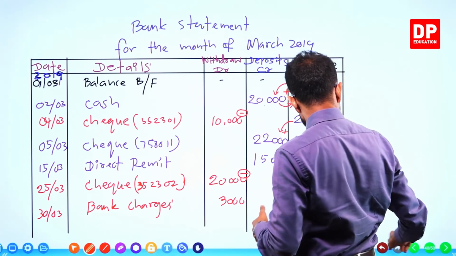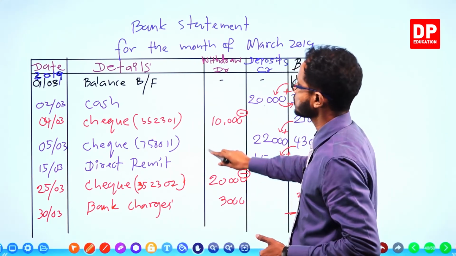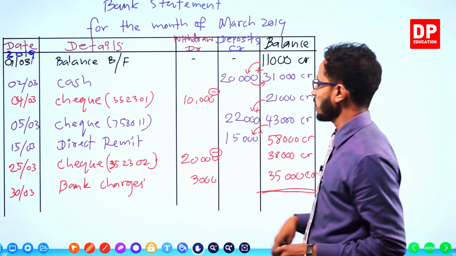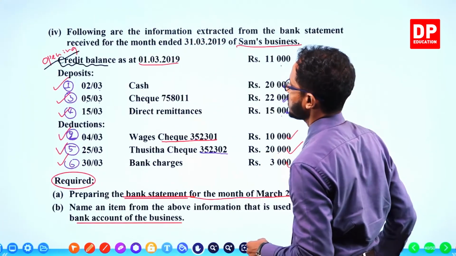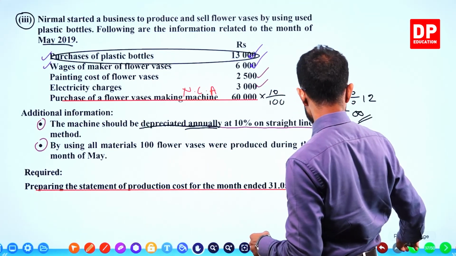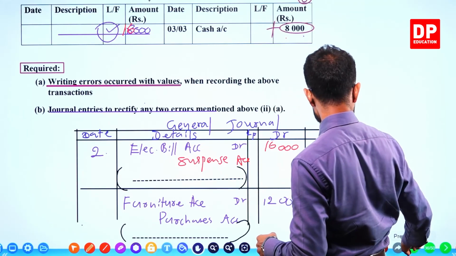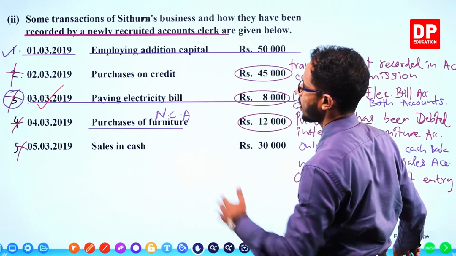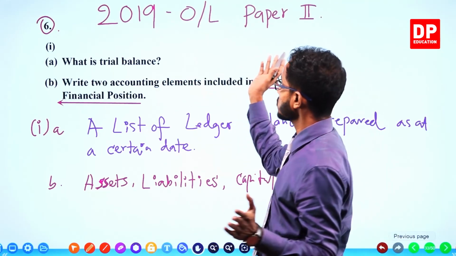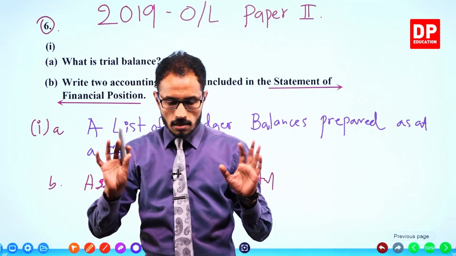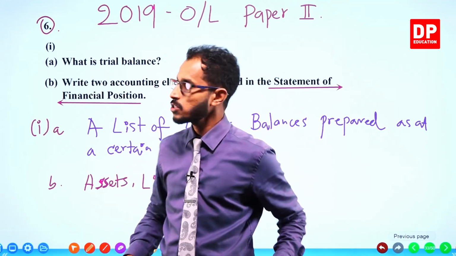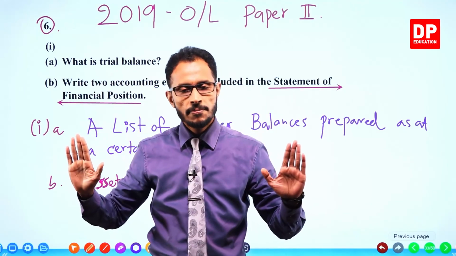Done. That is the end of it, and we are done with the question. Go back and see the fourth part, third part, and the second part also done. Sixth question of the 2019 O-level paper. I'm going to see you soon with the seventh question, the last question of this paper.